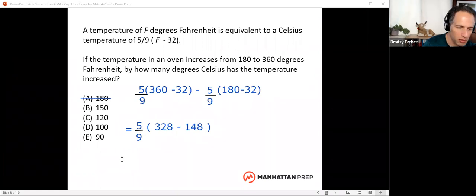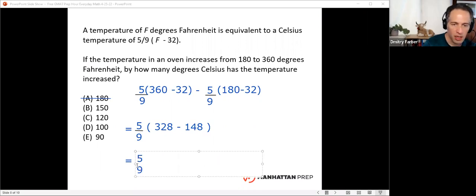And then I say, okay, well, what is that? That's 5/9 times, let's see, 328 minus 200 would be 128, but we're at 148, so that's 20 more. So the difference must be 20 less than that. So that's 180. In other words, I'm not quite taking away 200. I'm taking away 20 less than that.